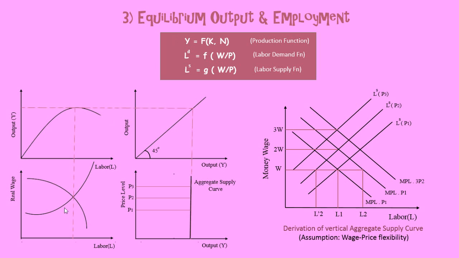So let us see this third figure where the labor demand is a downward sloping function and labor supply is an upward sloping function, and the intersection of labor demand and labor supply determine the equilibrium level of employment and the real wage in the economy. Now, this level of employment and real wage will actually determine the output in the economy given the production function.